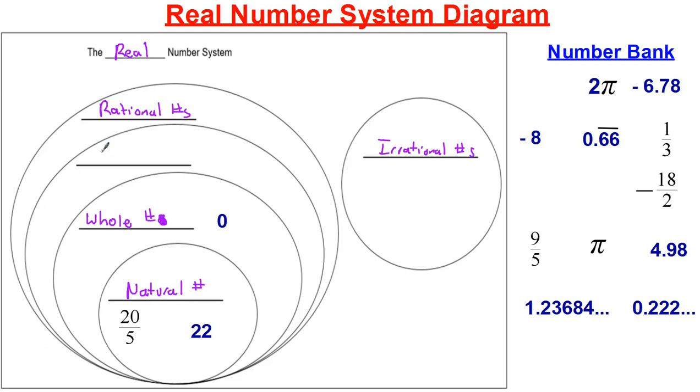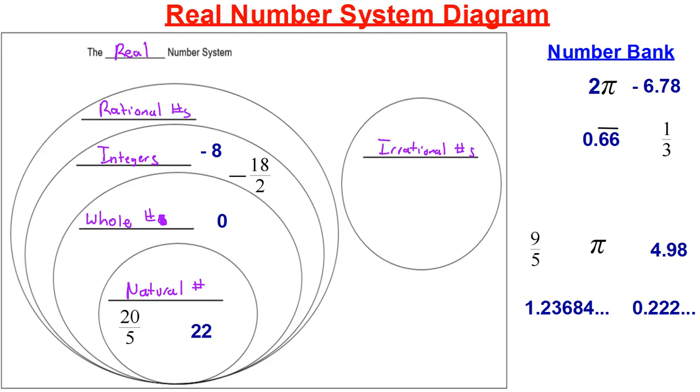Our next one is going to be integers. So integers include whole numbers, natural numbers, as well as their negatives. So the only thing I could put in here, since I already have my natural numbers and whole numbers, are negative numbers, negative whole numbers. Okay, so we have negative 8 over here. This would go right here. We also have negative 18 over 2, yes, that's a fraction, but that could be simplified to negative 9. So this would also be an integer.